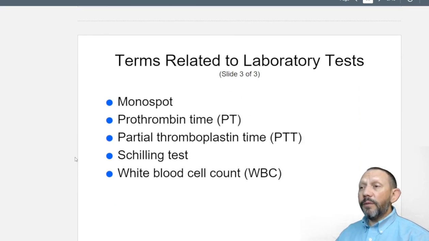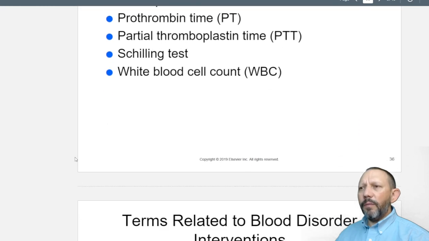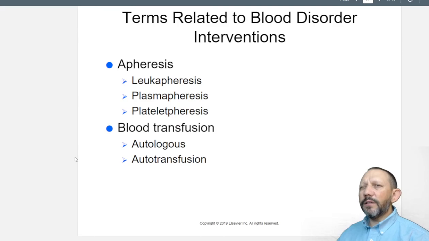Monospot, prothrombin time. Prothrombin time has to do with your ability to clot. Okay, Schilling test also has to do with clotting actually. Schilling test is, I can't remember right off the top of my head. White blood cell count, WBC, Schilling test. I'd have to look at it. I think it's still clotting.